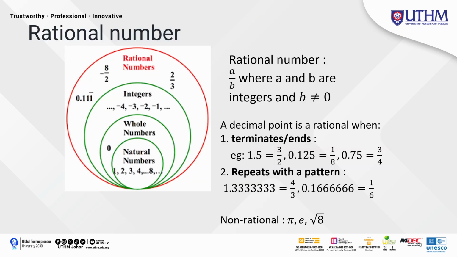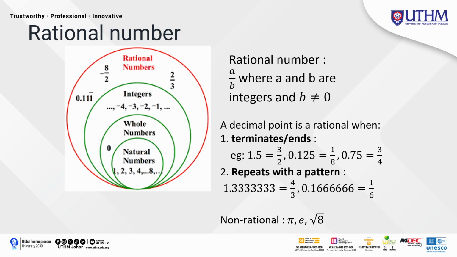This slide tells you what a rational number is. A rational number is A divided by B, in which A and B are integers, and B cannot be equal to 0. A decimal is rational when it terminates or ends, for example, 1.5 is equivalent to 3 over 2, or 1 over 8, or 3 over 4. All of them are integers. Or it can repeat with a pattern.